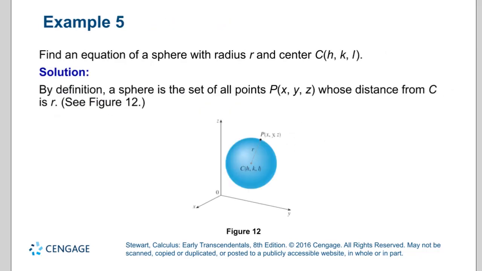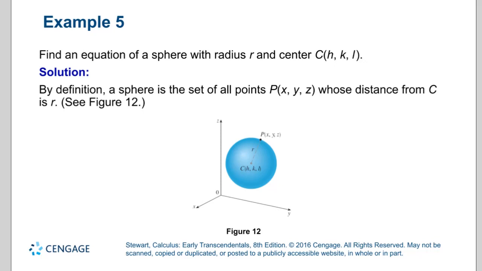If we look at a sphere, if you remember right, the basic formula for a circle, if it was centered at the middle, was x squared plus y squared equals r squared. If we shifted it, that's where we had x minus h squared, plus y minus k squared, and then equals r squared.